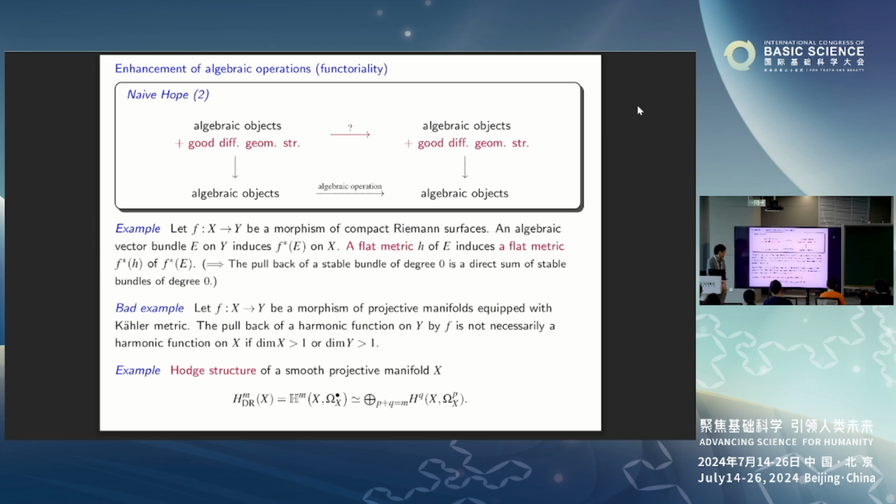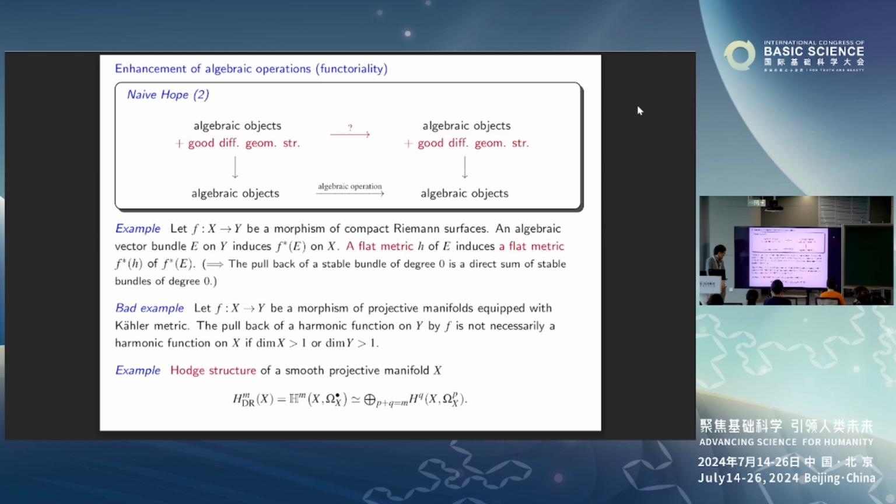And let me also remark, we cannot expect such functoriality for usual good differential geometric structures. For example, we consider a morphism of projective manifolds equipped with Kähler metrics. Then the pullback from X to Y, the pullback of a harmonic function on Y is not necessarily a harmonic function on X. So if we consider a differential geometric structure defined by an elliptic nonlinear partial differential equation, then usually we can't expect the pullback to preserve such structures. So the enhancement of algebraic operation by good differential geometric structure can happen only in very special, very good cases.